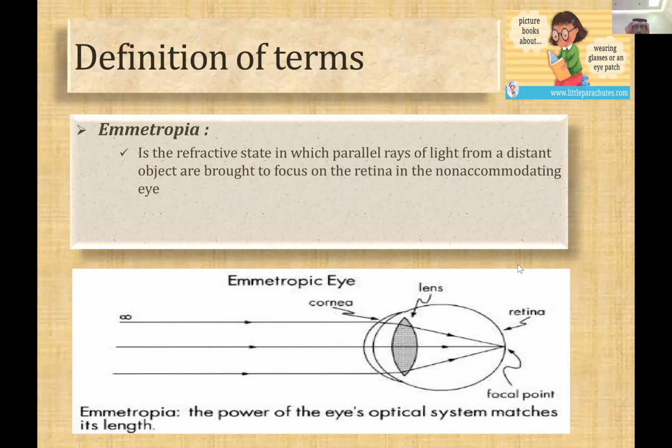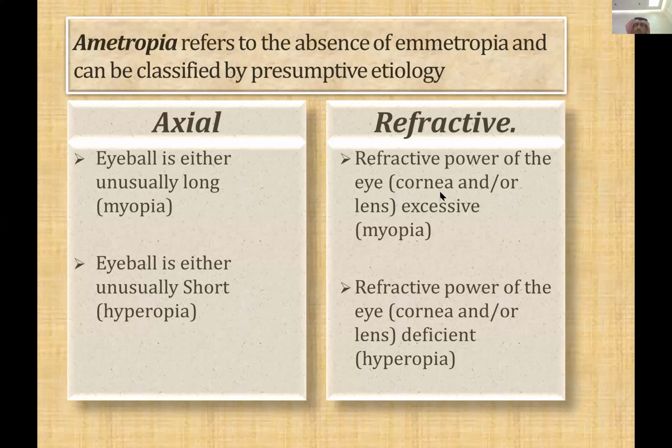And this is different from ametropia, which is the absence of emmetropia, and which can be classified according to the presumptive etiology, according to the cause, into axial and refractive. So in axial, if the eyeball is short, this will cause hyperopia. If it is long, it will cause myopia. And in refractive ametropia, if the refractive power of the anterior part of the eye, the cornea and the lens, is excessive, it will cause myopia. If the refractive power is deficient, it will cause hyperopia.